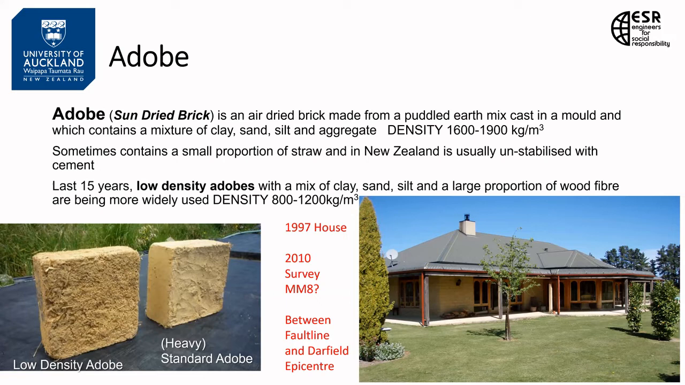A heavy adobe house was built around 1997, using some of the principles of the standards, but before our original standards were completed. And when we did our 2010 survey, this house had a crack through the floor and some minor cracking, but little damage to the major house. This house was between the fault line that you saw, the fault rupture, and the Darfield epicenter. So maximum accelerations were applied to this building, and it was fine.